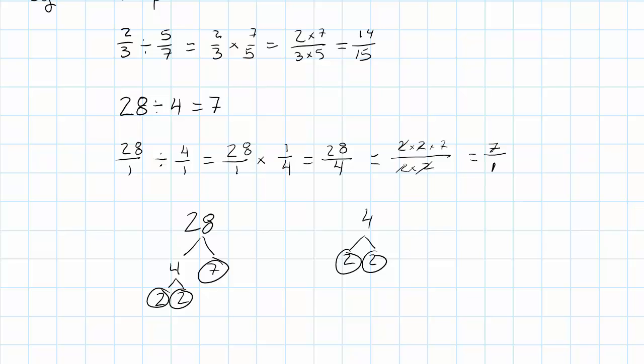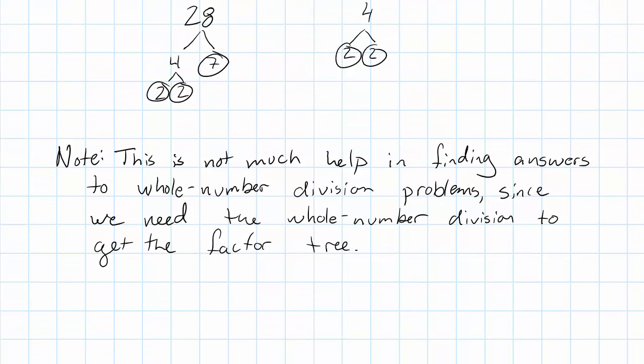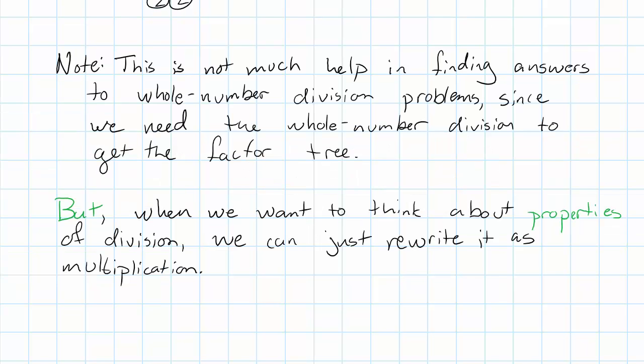Now, this is not a useful process for finding out the answers to division problems, right? Because when we're in the process of finding out the answers to division problems, well, we need to find out the answers in order to build these factor trees, right? But it does tell us important things about the properties of division. In particular, this means that whenever we want to think about the properties of division, we can just take whatever division we're looking at and rewrite it as multiplication.